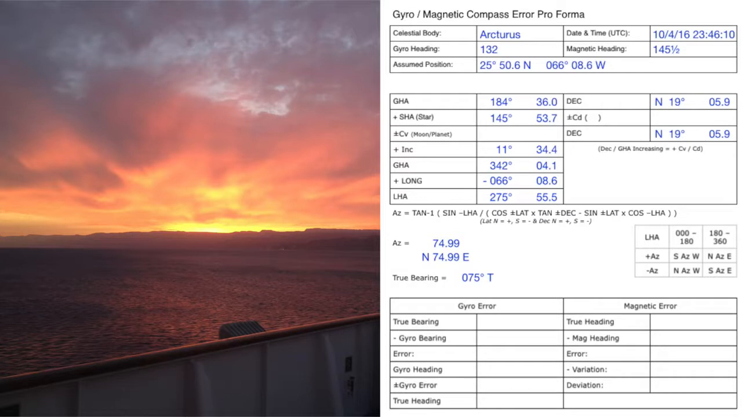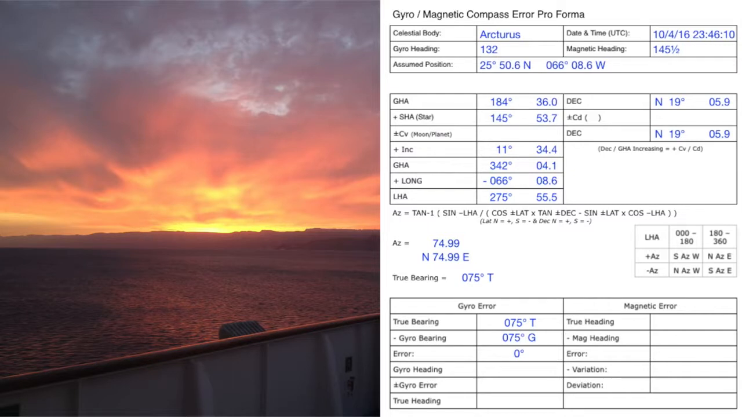Now we can work out our gyro error just like we did before. Earlier we said we had taken the bearing of Arcturus and it was 075 degrees. We calculated that the true bearing of the star was 075 degrees, so we enter that in the appropriate box on our proforma. When we subtract the gyro bearing from the true bearing, we get 0 degrees, so our gyro error is 0.